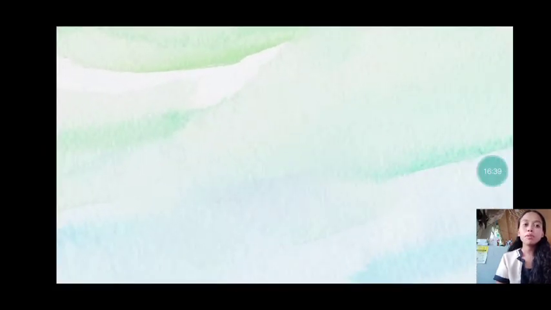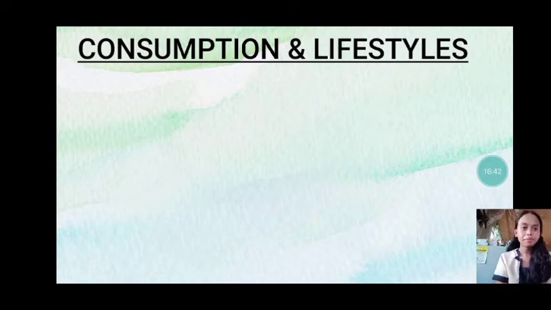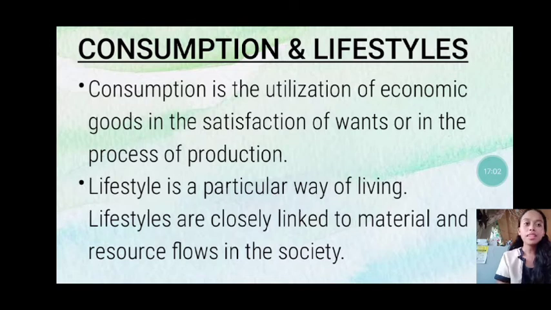So let's proceed to consumption and lifestyles. So I hope that you are thinking already about the definition of these terms. So what is consumption and what is lifestyle, and how is it associated with sustainable development? So first, consumption is the utilization of economic goods in the satisfaction of wants or in the process of production. And lifestyle is a particular way of living. Lifestyles are closely linked to material and resource flows in the society.